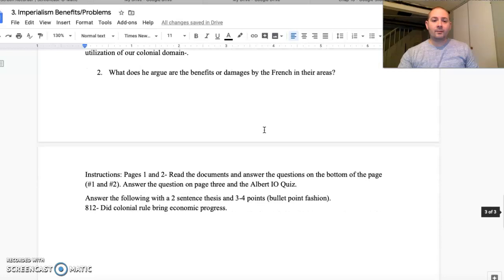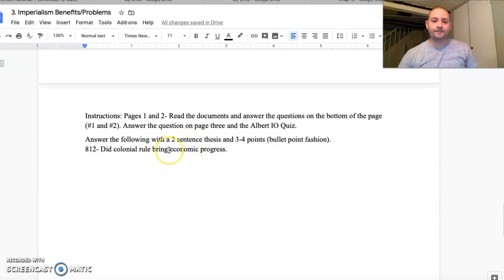Finally, then you'll also have a little reading and a question that is on page 812, but it's really more of a question of sort of bringing together all of the pieces we've talked about over the last three lessons. What are the positives? What are the negatives of the industrial imperialism, economic imperialism in the 19th century?